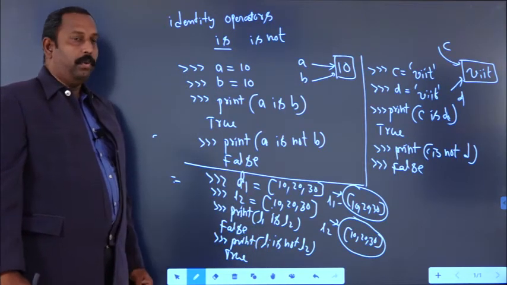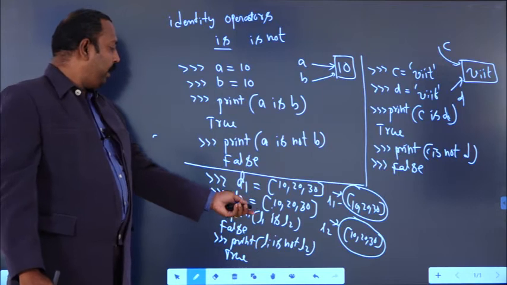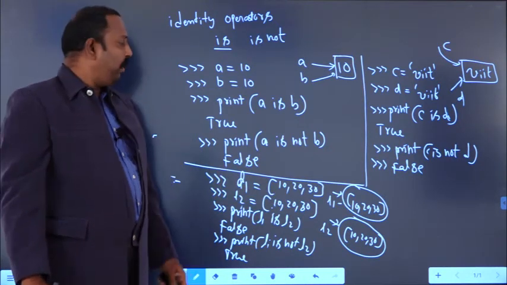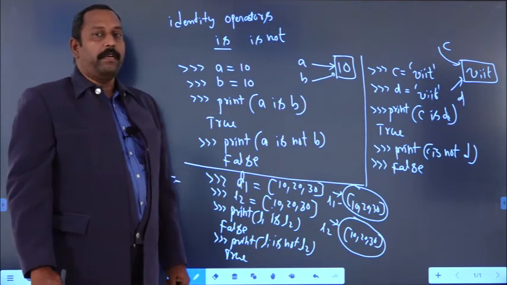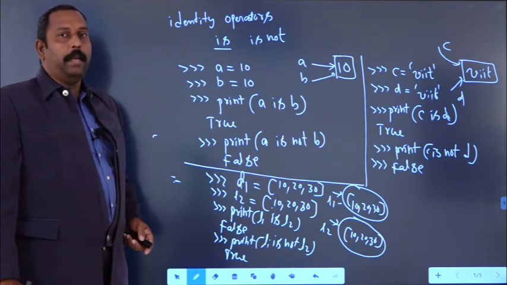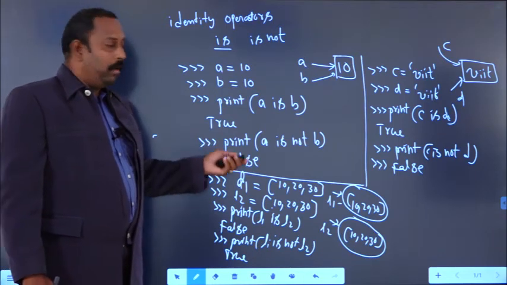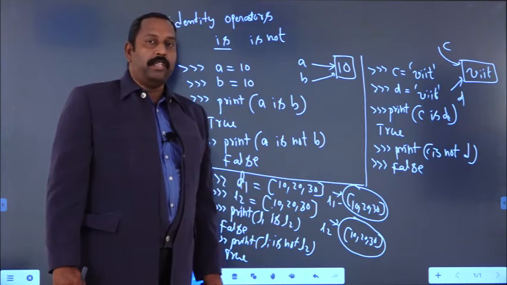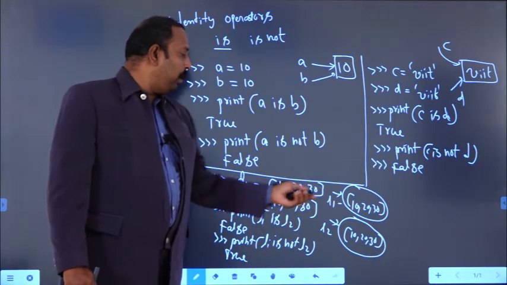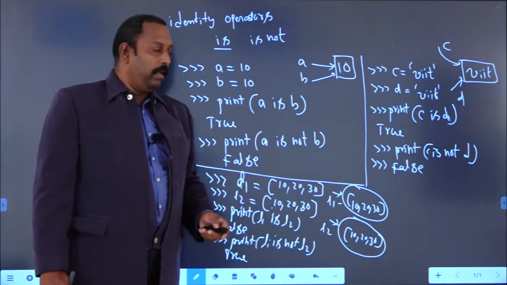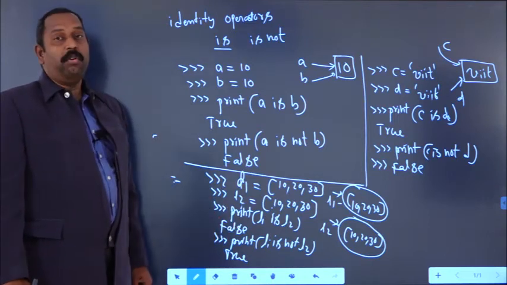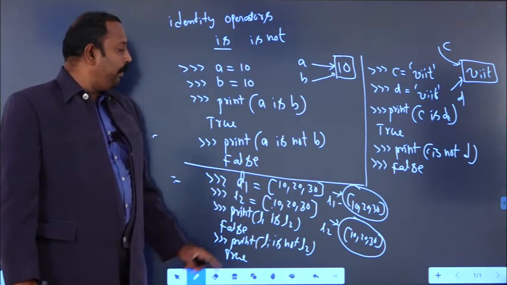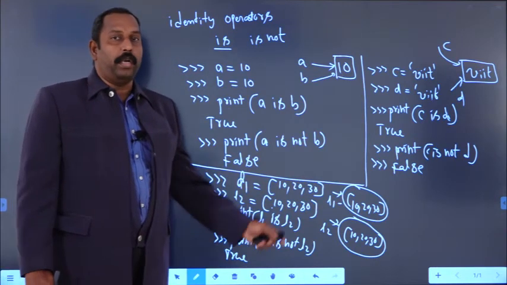If you use the is operator, you will get the output false, because both are referring to different locations. Why are both referring to different locations? For primary or fundamental data types, all are immutable, but a list is mutable. That's why it will create two different locations, and L1 is pointing to one location, L2 is pointing to another location. That's why in the address comparison we get the value false. Even though the contents are the same, both are pointing to different locations.